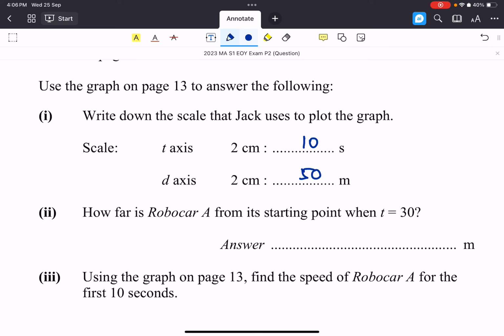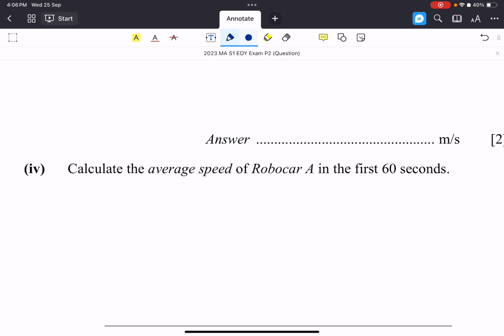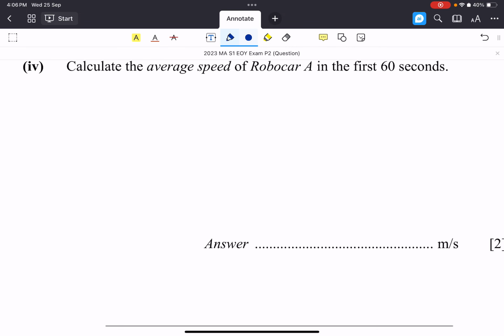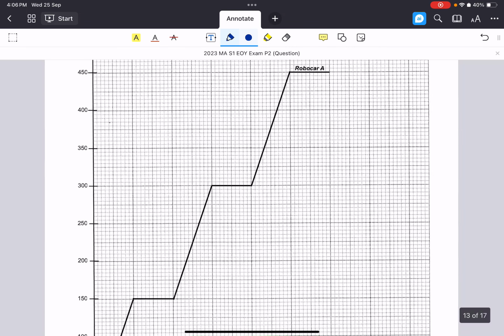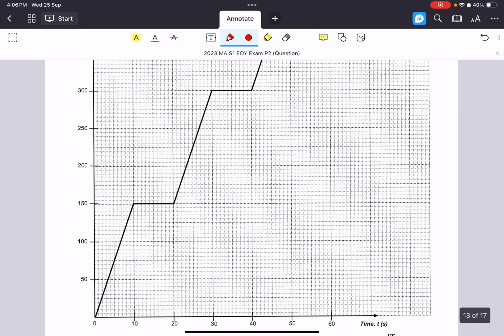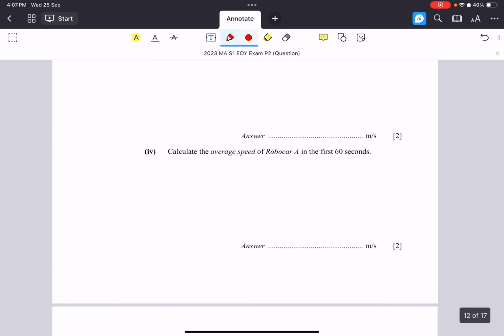So how far is Robocar from the starting point when t equals 30? Well, all we need to do is just read off the graph. When t is 30, use a different color pen so you can see, I just need to use my ruler to check. This will be 300. Perfect, so it's 300.